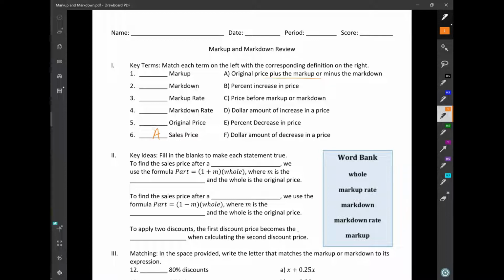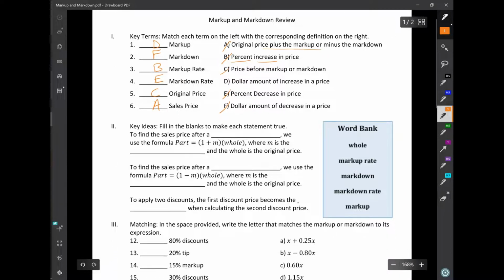Percent increase in price, it says percent, so I know I'm looking for either markup rate or markdown rate. That's percent increase, so that's markup rate. Price before markup or markdown is the original price. Dollar amount of increase in price is the actual markup. Percent decrease is markdown rate. And then dollar amount of decrease in price is markdown.